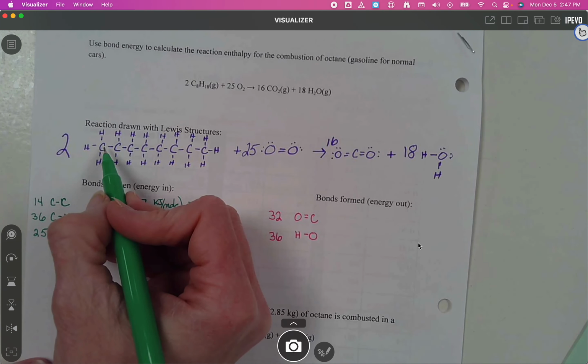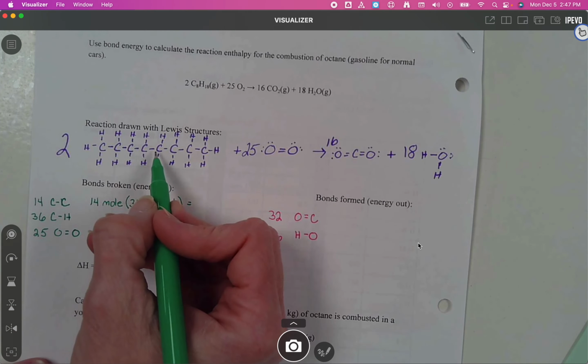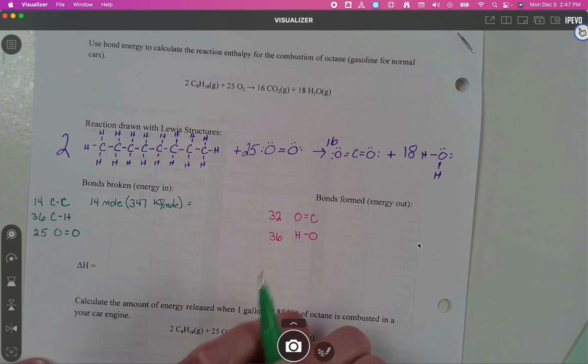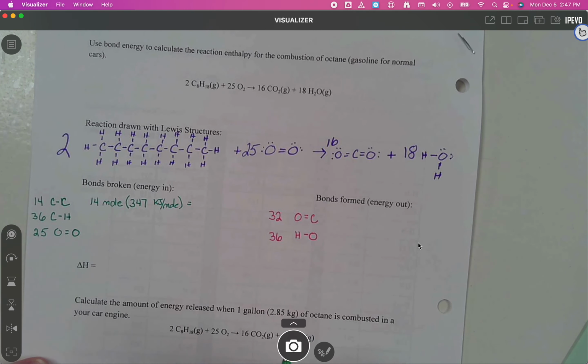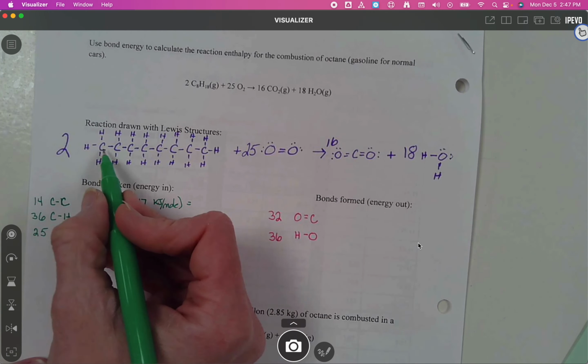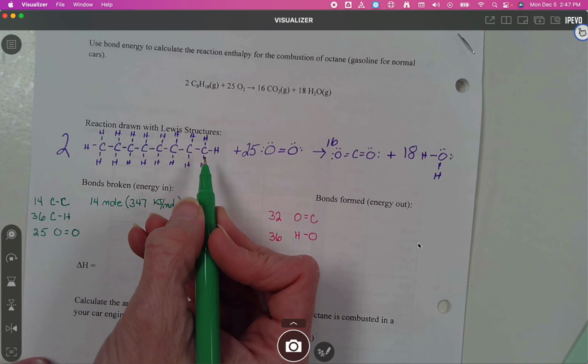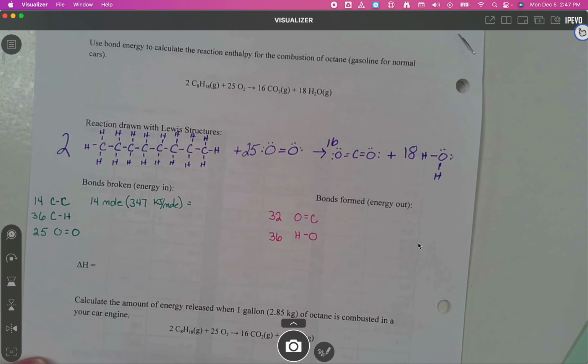I just counted them. I broke 1, 2, 3, 4, 5, 6, because I had to do it for 2 molecules worth. I broke 7 carbon to carbon bonds to break apart 1 molecule, but then there was a second molecule. So I had to break 7 bonds twice, which is 14.